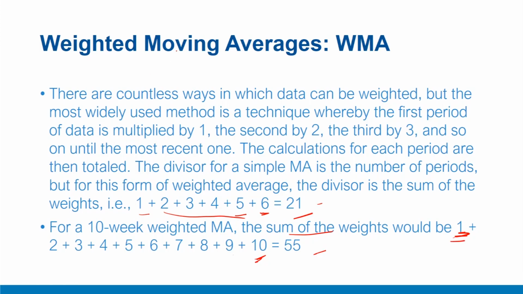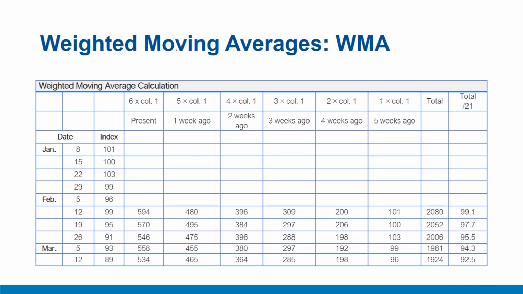Let's do this with an example. This table we have seen earlier, where we computed the simple moving average for weekly index price data. Dates are provided and data shifts week by week. Now in the first set of observations, we compute the weighted moving average by multiplying this 101 with 1, then 100 by 2, and so on until 99 is multiplied with 6, because 99 is the most recent observation and 101 is the oldest observation. The summation of all these, which is 1080, is divided by 21, which is the sum of 1 to 6.